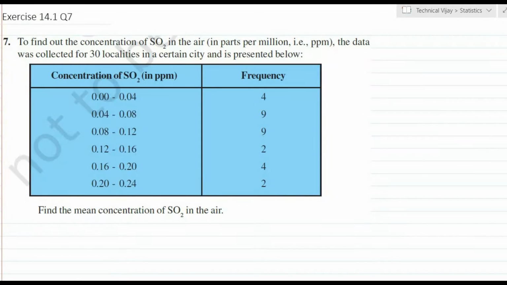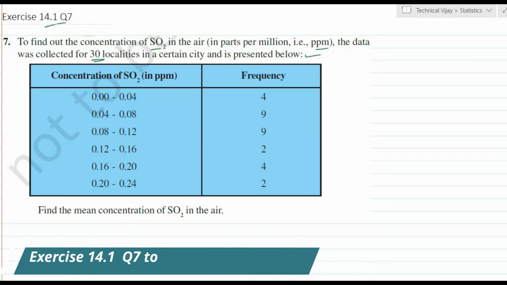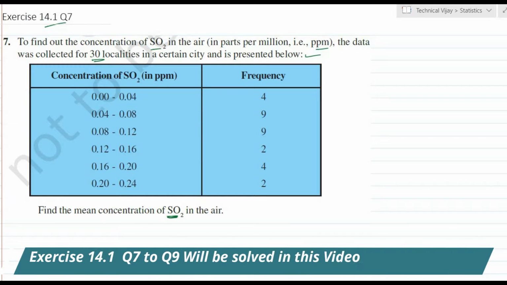Exercise 14.1, question number 7. To find out the concentration of sulfur dioxide in the air in parts per million, that is ppm, the data was collected for 30 localities in a certain city and is presented below. The concentration of sulfur dioxide in ppm is 0 to 0.04, 0.04 to 0.08, like this he has given. Find the mean concentration of sulfur dioxide in the air.